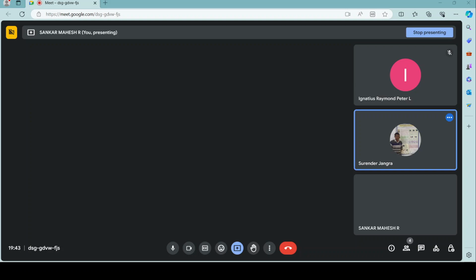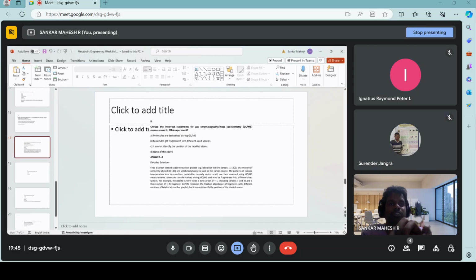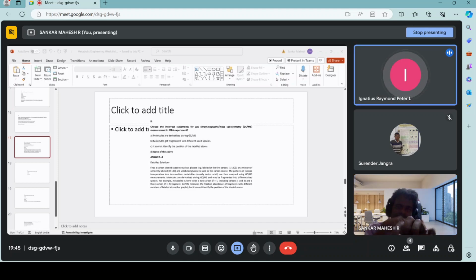Although the answer that you mentioned, that none of the above is correct, we have to understand the reason behind why it can't identify the position of the labeled atoms. Was it clear? Okay. Ignatius, do you have any questions? Was this clear? Yes, sir, it is clear. Okay, fine.